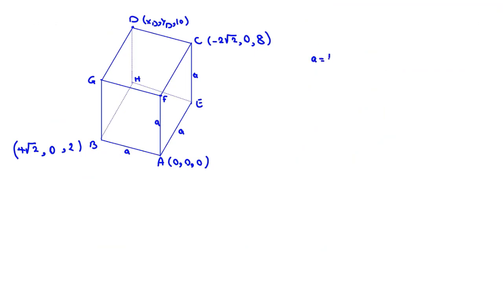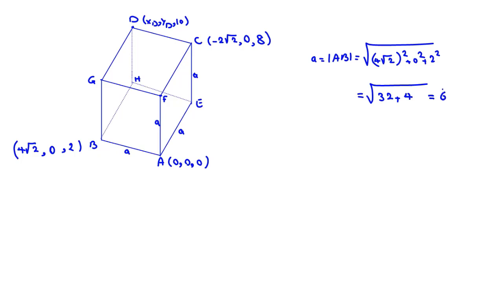Now we can also find the length a, because a equals ab, which equals the square root of 4 root 2 squared plus 0 squared plus 2 squared. 4 root 2 squared is 16 times 2, 32, plus 2 squared is 4, 36, so it is 6. So the length is 6, okay? So we can erase these a's and write 6 instead.